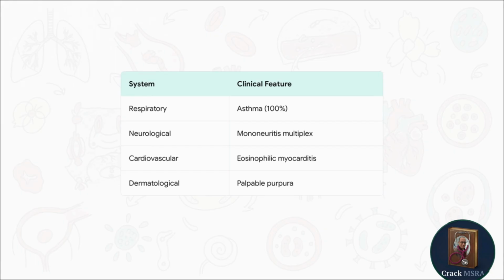But listen, I really want you to pause and focus closely on the cardiovascular piece here. Eosinophilic myocarditis, pericarditis, and heart failure can occur. And cardiac involvement is the leading cause of mortality in EGPA. Actually, I'm going to repeat that because it is a massive high-yield fact. Cardiac involvement is the leading cause of death.